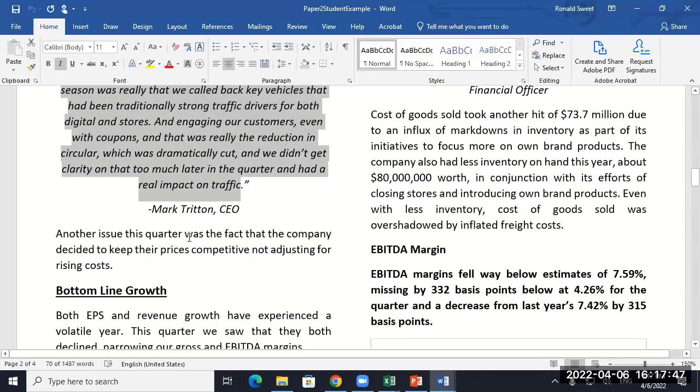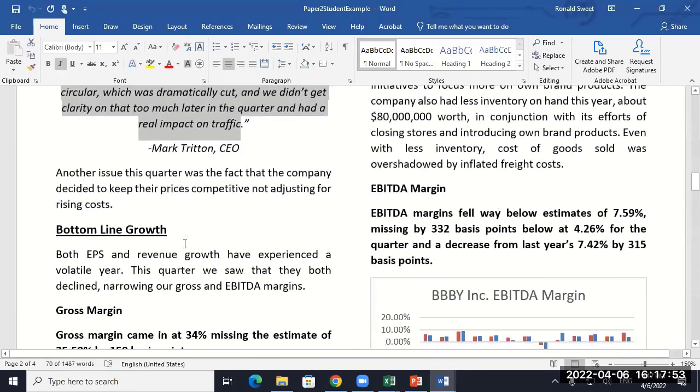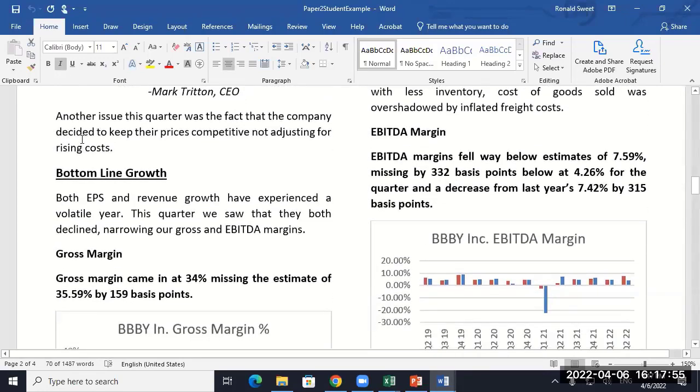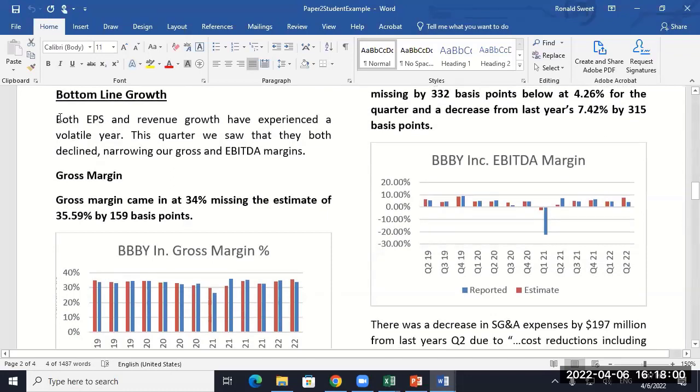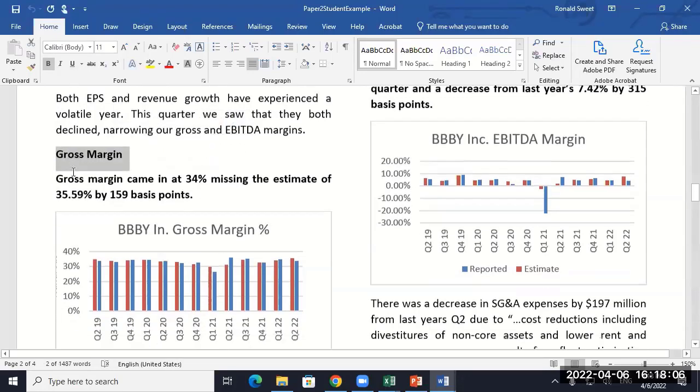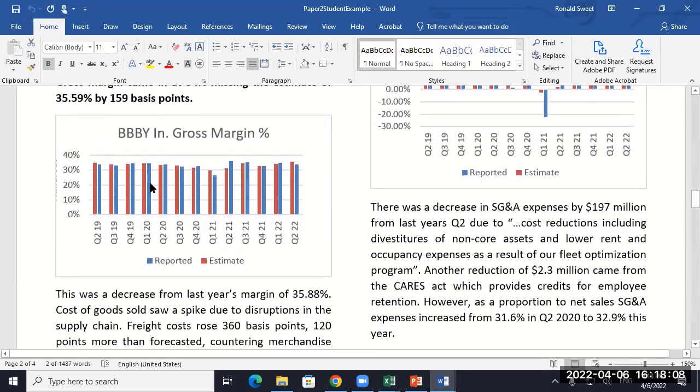Try to find quotes that are a little more to the point. Sounds like he had something to drink between the two quotes. She talked a little bit about prices. Bottom line, you can say bottom line or just call it margins. To me, gross margin is not bottom line. She showed the gross margin. I would not put a gross margin.